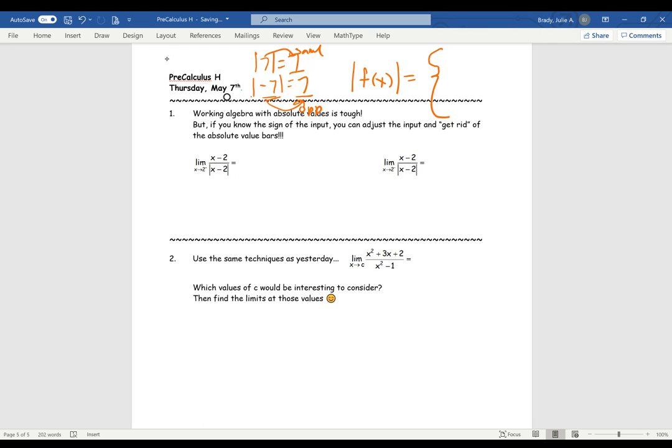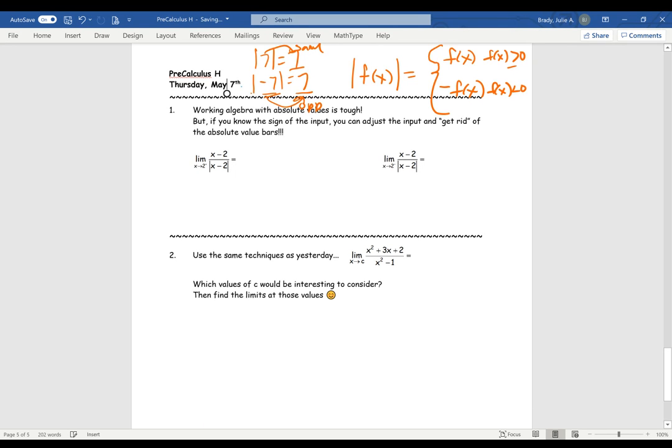So let's write that. If it's positive, keep it the same, so the output's the same as the input, if f of x is bigger than 0, and it's the opposite if f of x is less than 0. And if it's equal to 0, it doesn't really matter. You can put the equality either place. Okay, so that really is helpful when you're thinking about limits.